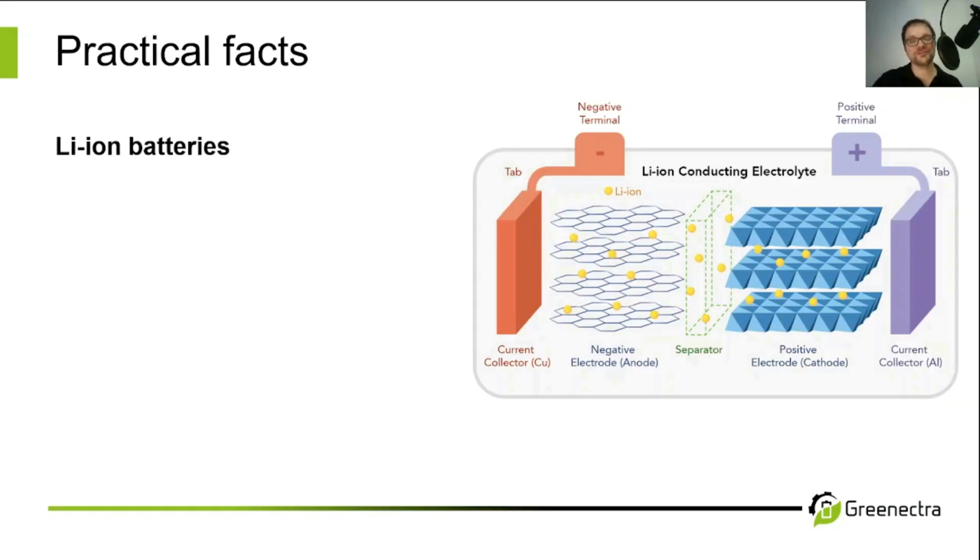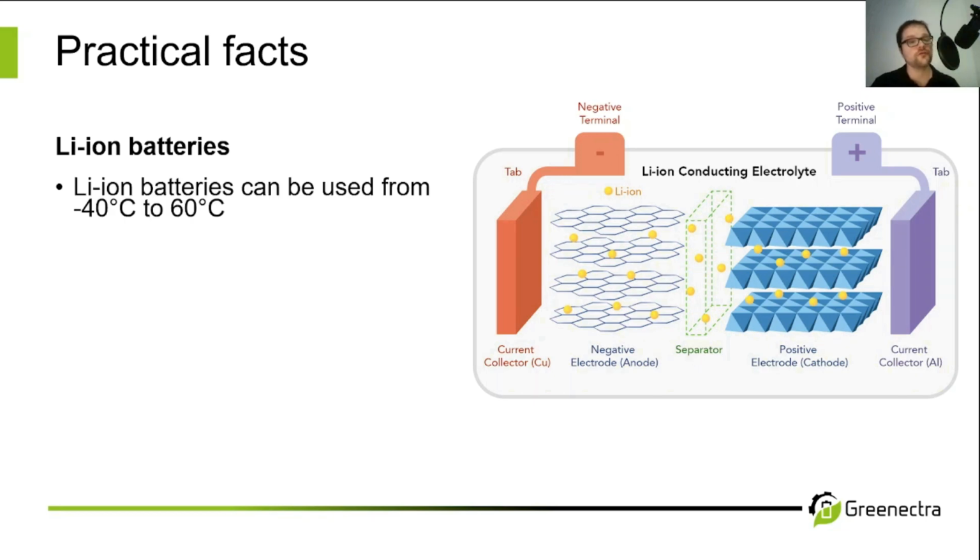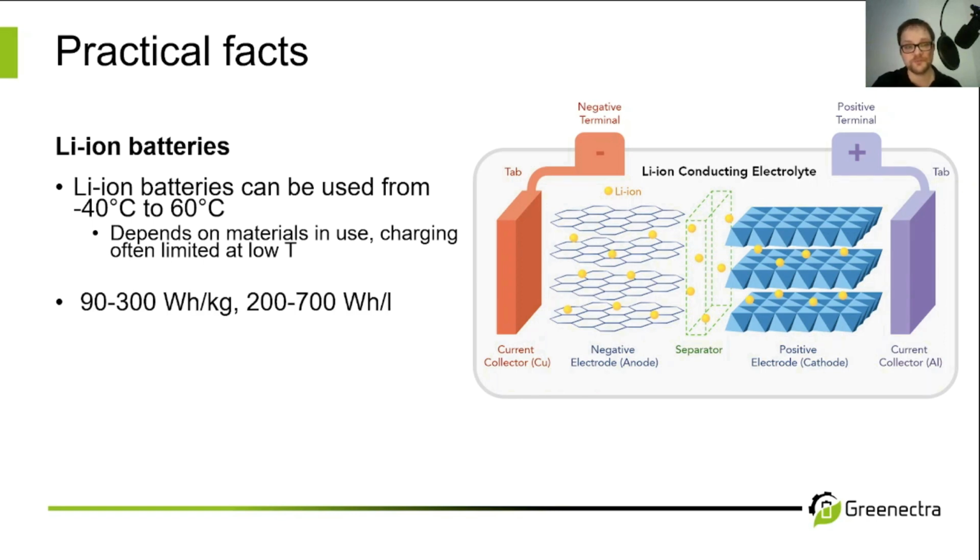At the end of this lecture, I want to give you some practical facts about lithium-ion batteries. They can be used from -40 degrees up to 60 degrees Celsius. Obviously, not all sorts of lithium-ion batteries can go down to -40 degrees. It depends on the materials in use. It depends whether we charge or discharge. Especially charging is very often limited at low temperatures.